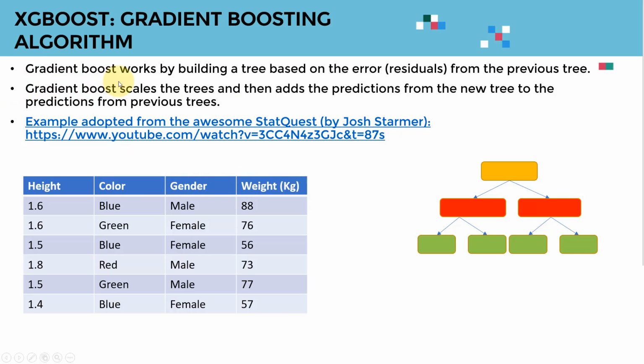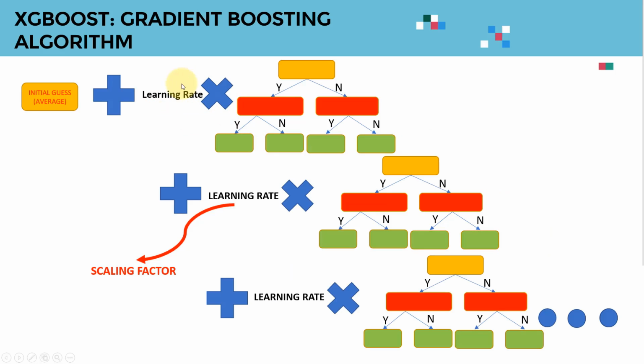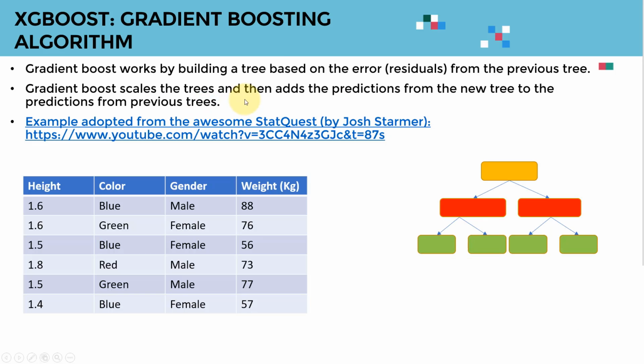So gradient boost works by building a tree based on the errors or residuals from the previous tree. Okay? And gradient boost scales the tree, as I mentioned here, we scale it up with the learning rate, and then adds the predictions from the new tree to the predictions from the previous tree. So let's take a look at an example.